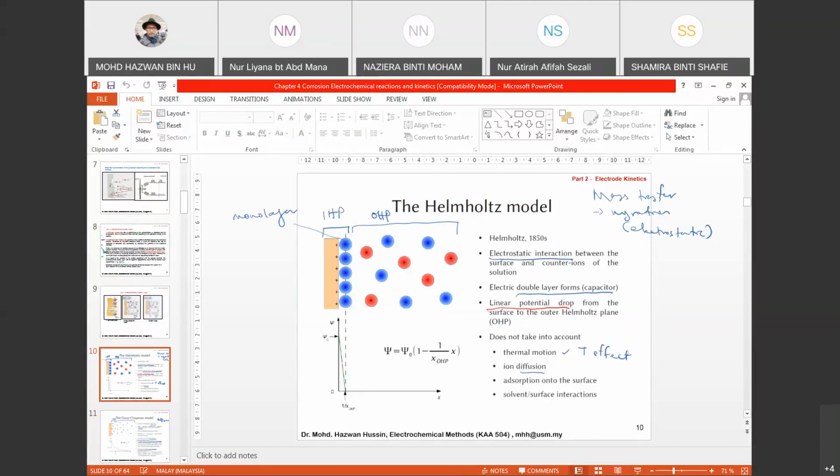Jihad, how are you? Jihad, okay, maybe the mic is not functioning. Mahdi, can you tell a bit what you understand with the Helmholtz model? What have you learned?